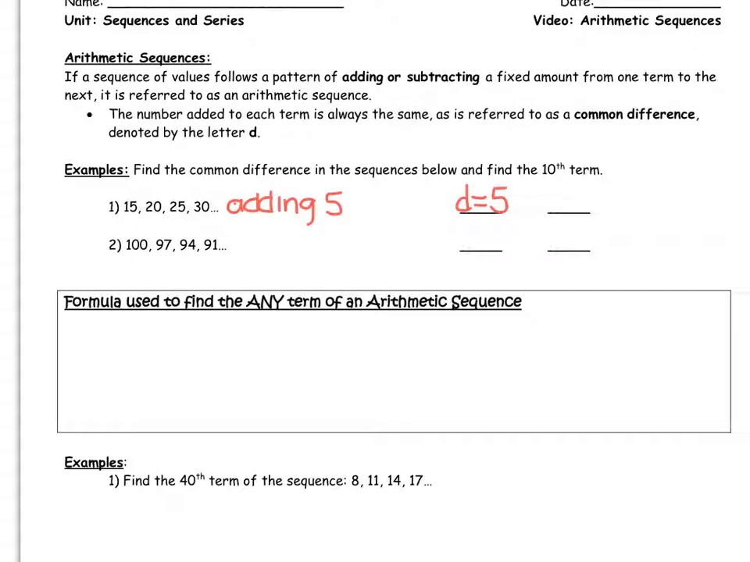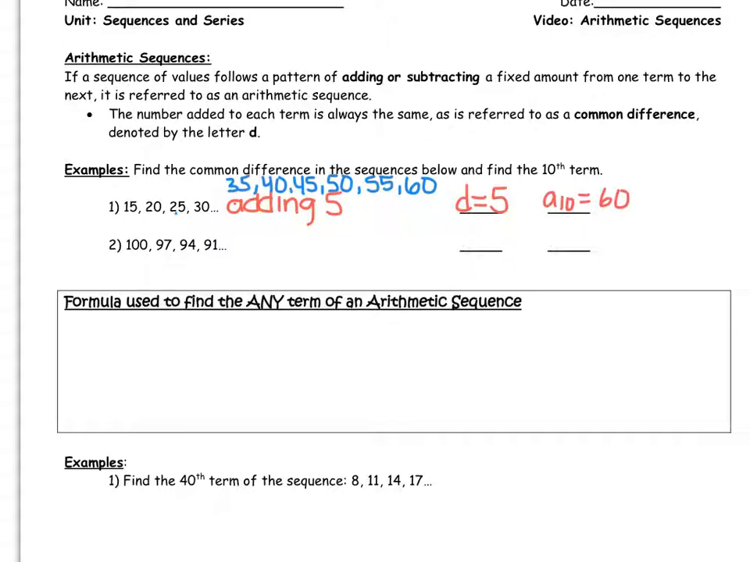So if I want to find the 10th term, I'm just going to follow the pattern and count until I am at my 10th term. So we have 15, 20, 25, 30, then 35, 40, 45, 50, 55, and 60. Let's see if that's enough. 1, 2, 3, 4, 5, 6, 7, 8, 9, 10. That would be my 10th term. So my 10th term, a sub 10, is 60.